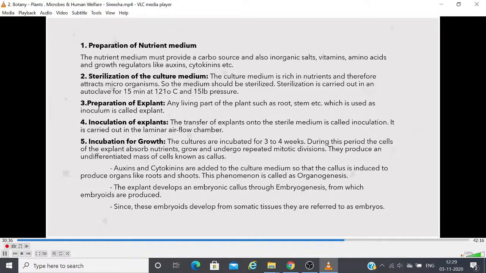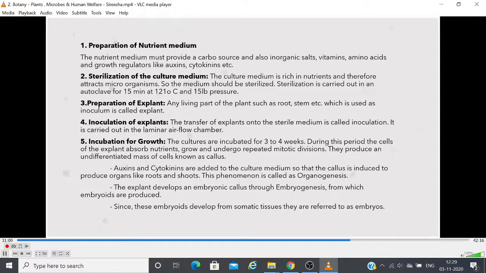We should take only from the tips of the root or stem, because auxins are more in the tips. Auxins, the growth regulators, are more in the root tips and the shoot tips. That's why in tissue culture, the explants which we use, we collect from the root tip or the shoot tip, so that more growth regulators are present at the ends, at the tips. These cells are collected, and this is called the explant.